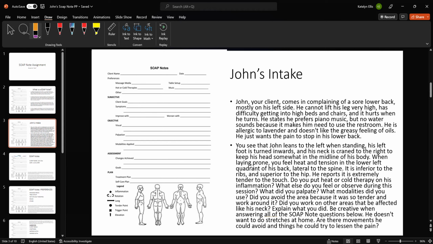Do you put heat or cold therapy on his inflammation? What else do you feel or observe during this session? This is what I want you to fill out on the SOAP notes. What did you palpate? What modalities did you use? Did you avoid the area because it was so tender and work around it? Did you work on other areas that can be affected, like his neck? Explain what you did. Be creative when answering all of the SOAP note questions below.